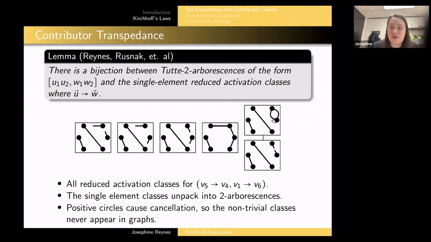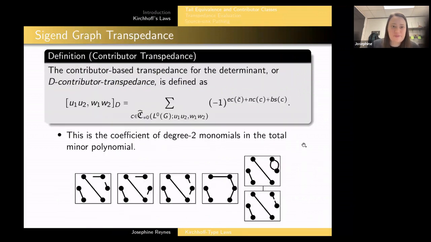The nice thing too is that positive circles cause cancellation. So these non-trivial subclasses are always going to cancel if you have a graph. They won't always cancel in a signed graph, but for graphs, they always cancel. And that makes the math very nice for graphs.